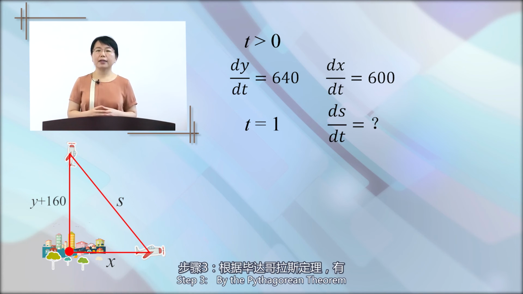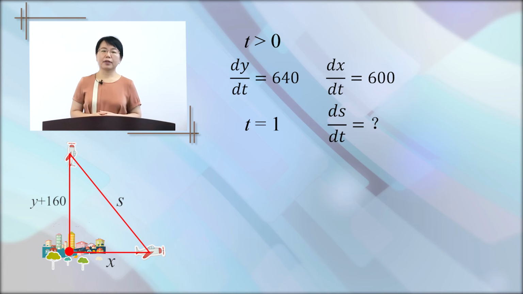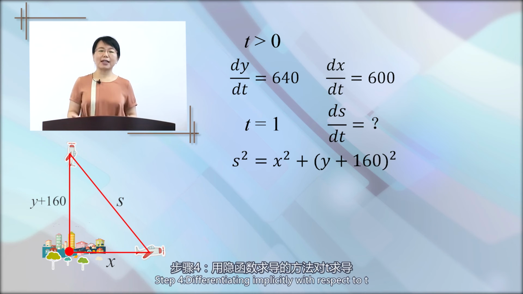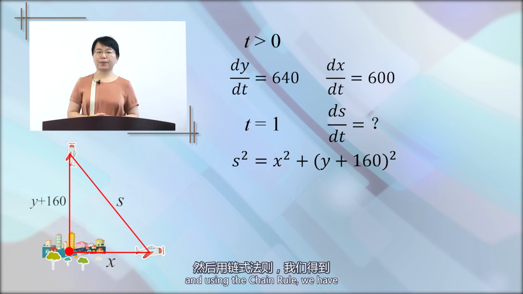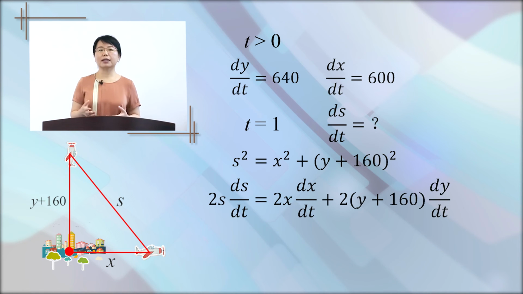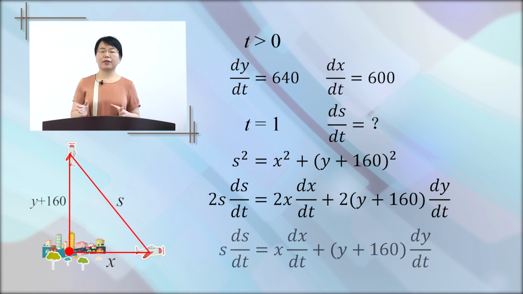Step 3. By the Pythagorean theorem, we know s squared is equal to x squared plus (y plus 160) squared. Step 4. Differentiating implicitly with respect to t and using the chain rule, we have 2s ds/dt equals 2x dx/dt plus 2(y plus 160) dy/dt. Always simplify it like this.